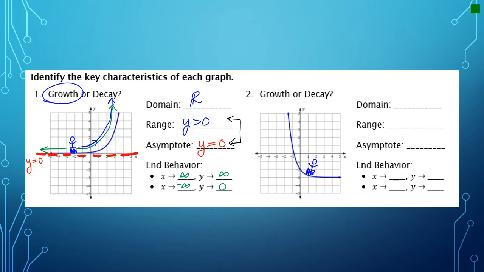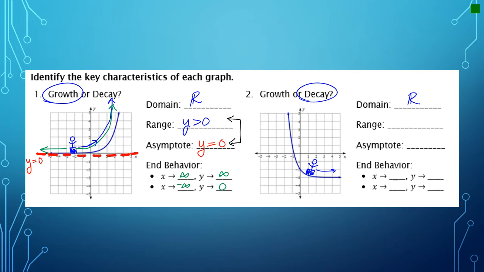If you follow this graph to the left, you are going down. So that means that this is a decay graph. The domain, like I said, will always be all real numbers because these graphs will always continue going left and right forever and ever. The range is a different story.